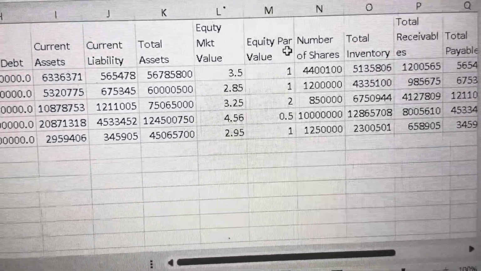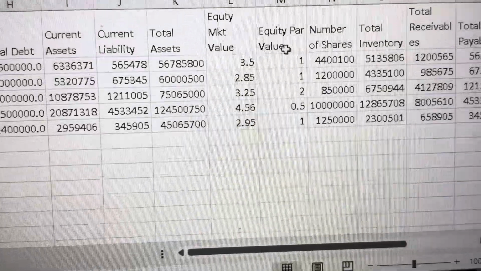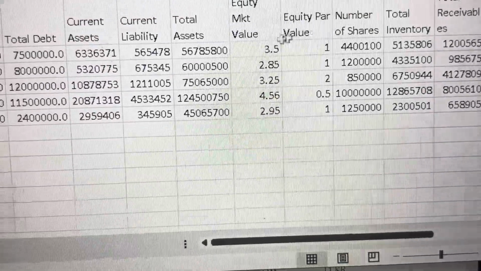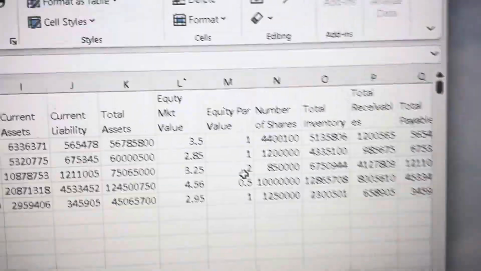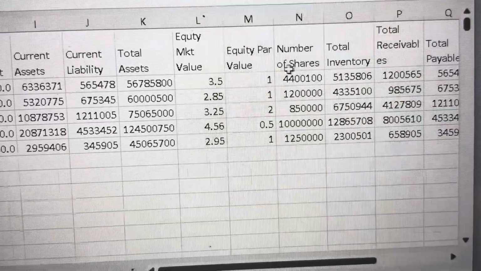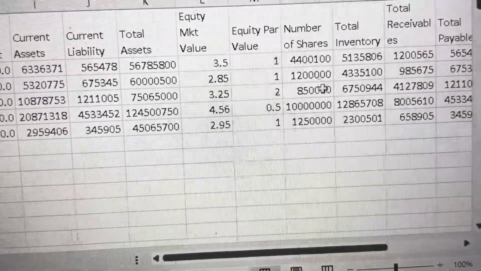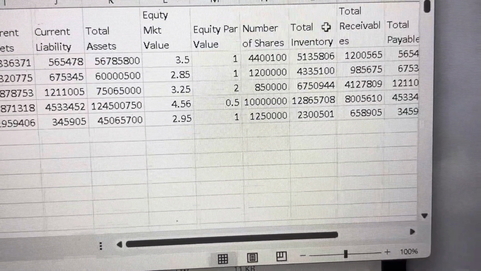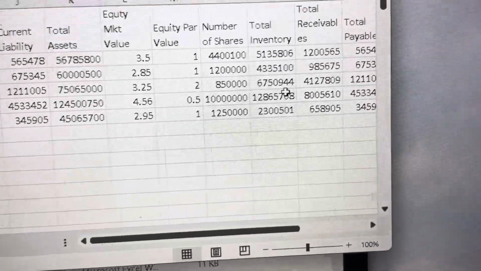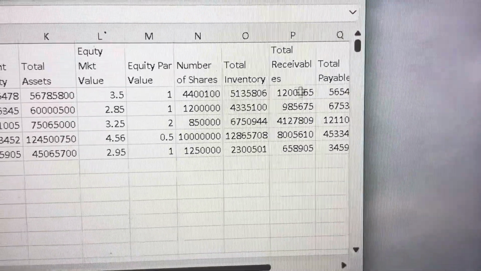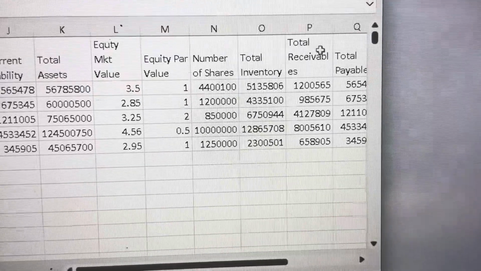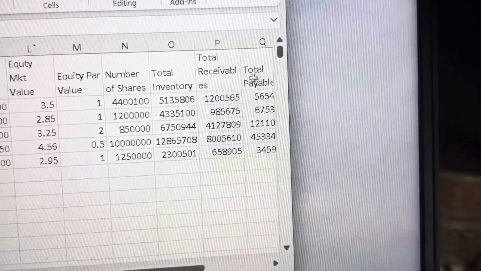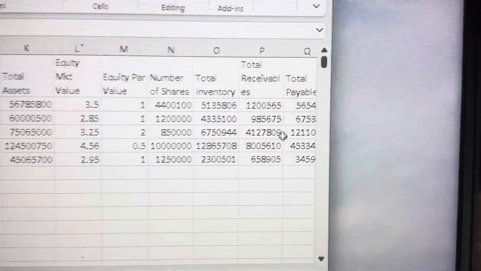Then equity par value, this is the book value of the equity. This is the market value, this is the book value. They are all needed in this. The number of shares in issue is there. And then the total inventory, we all know what inventory is. And then total receivable, that is debtors, in other words. And then you have total payable.